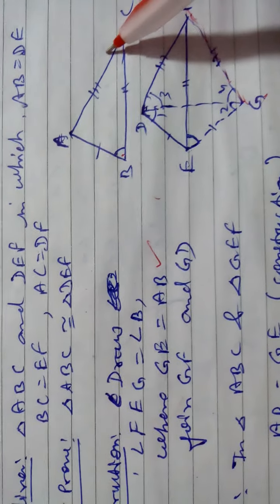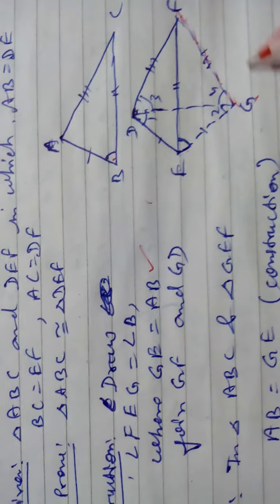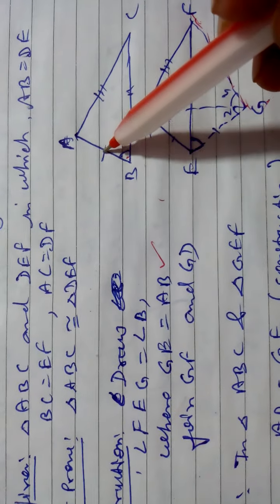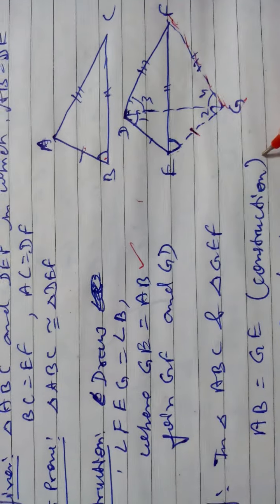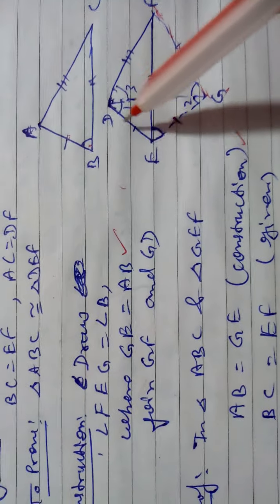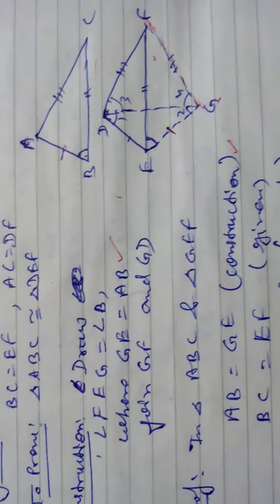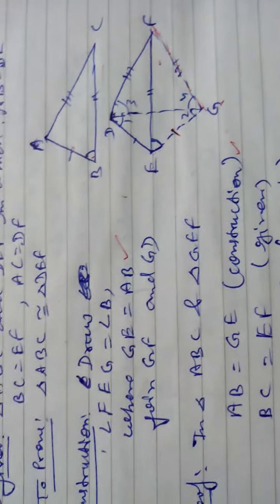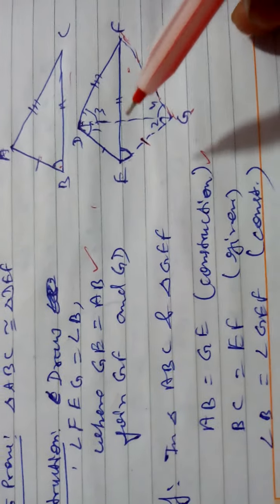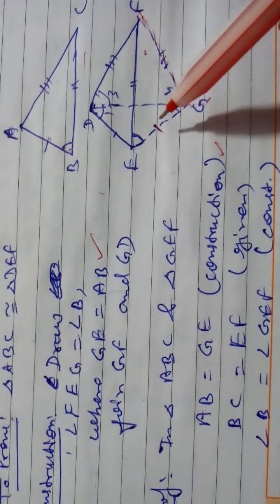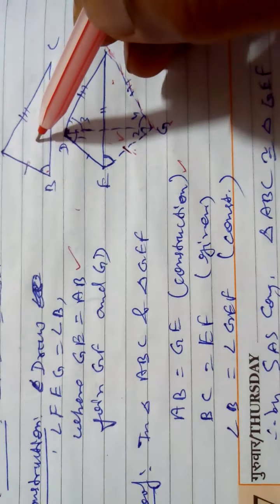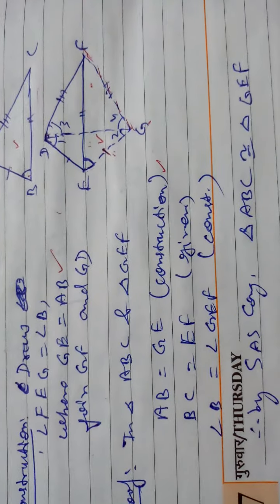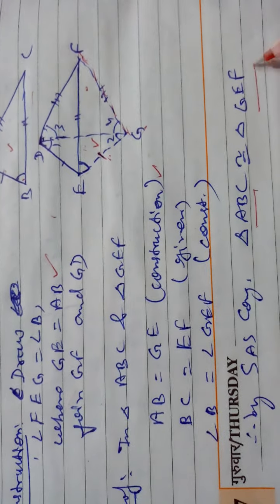In triangles ABC and GEF, AB equals GE, which we have drawn by construction. BC is equal to EF because it is given in the question. Angle B is equal to angle GEF. So by SAS congruency, triangle ABC is congruent to triangle GEF.